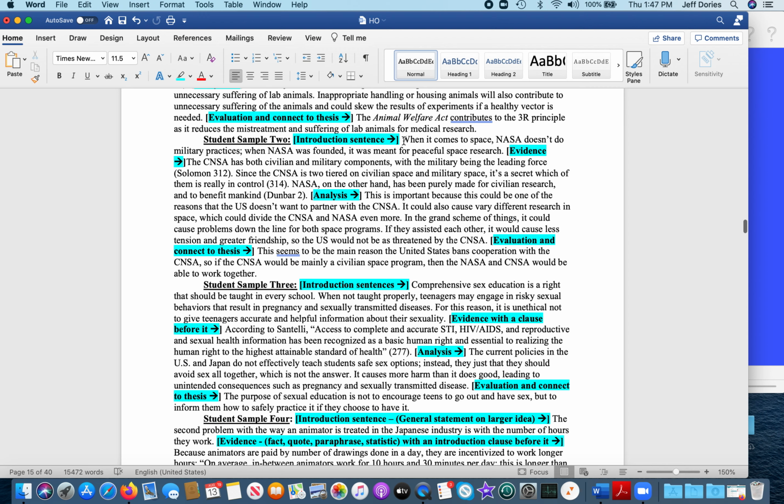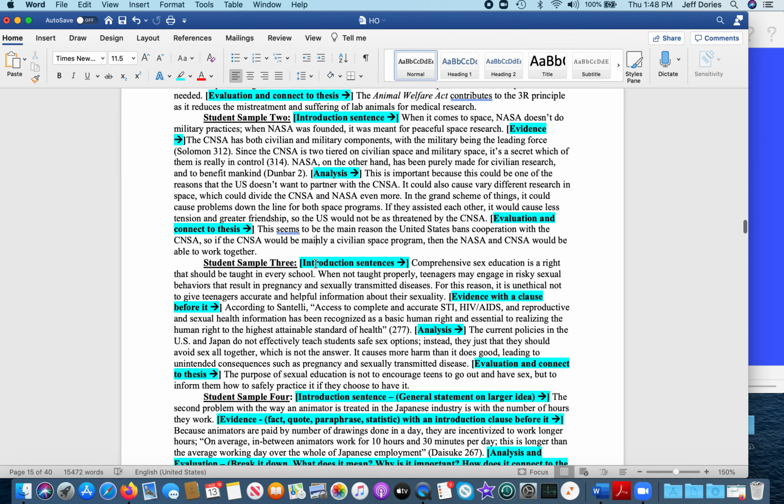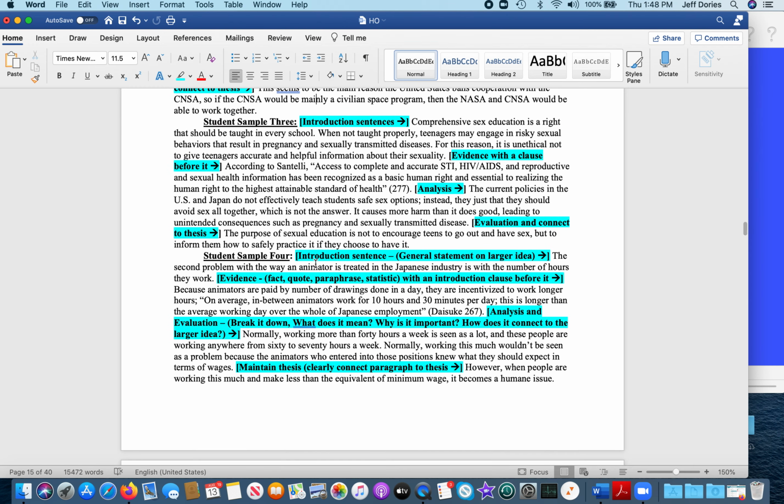So again, could do a slight improvement on introduction. I normally recommend one or two pieces of evidence, but he does this well. His analysis and evaluation covers all three, so he fully breaks it down and connects to the bigger picture. And when you read his last sentence, you can clearly understand what the thesis is. So it connects this paragraph to the thesis. Okay. Let's look at another one here.